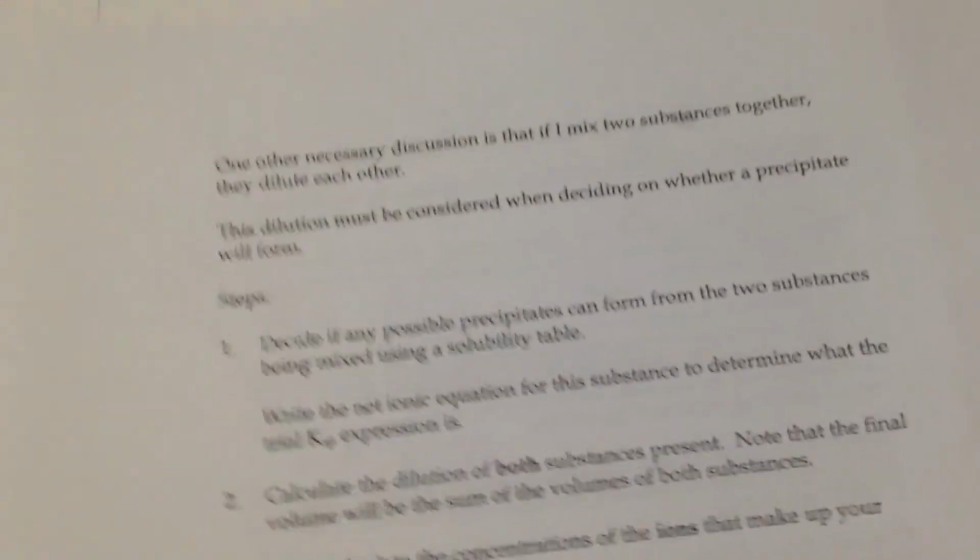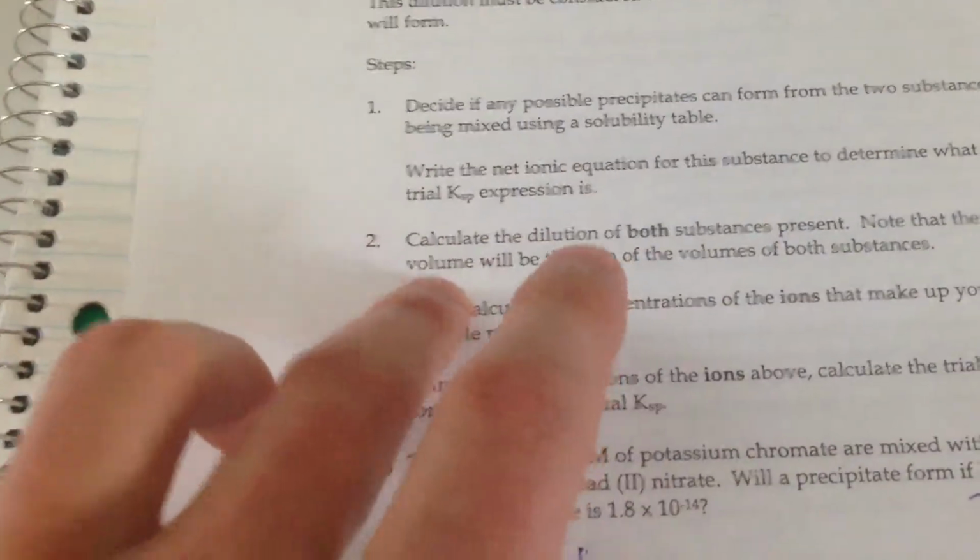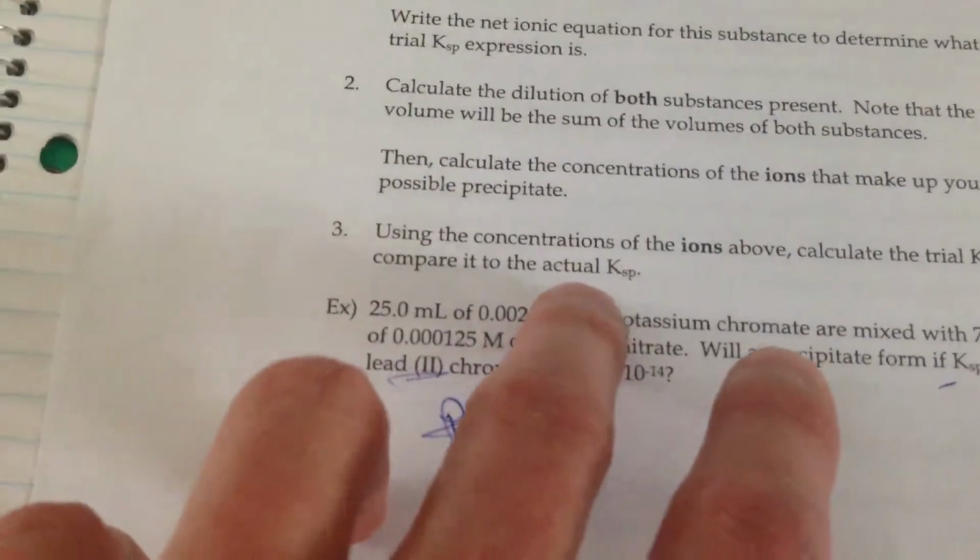Then you're going to need to do the dilutions formula, that's from 2.3, and that'll give you the concentrations of both substances. Once you find those concentrations from the dilution formula, you use them to find the Q value, and that Q value is what we'll compare to our KSP.